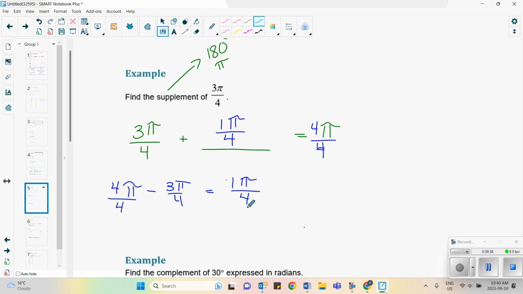Really, guys, all you're doing is adding and subtracting fractions. You just threw a pi symbol in it. What makes you think I know how to do that? True story. What's the supplement? Pardon? 2 pi?